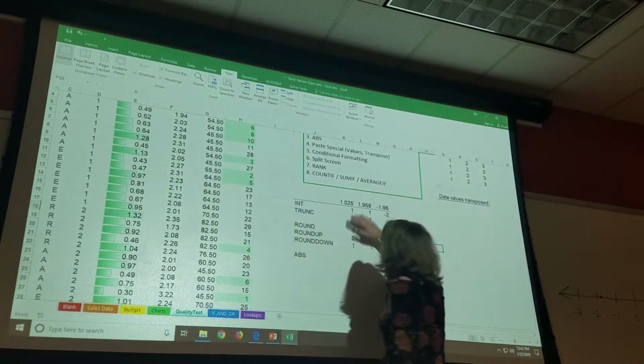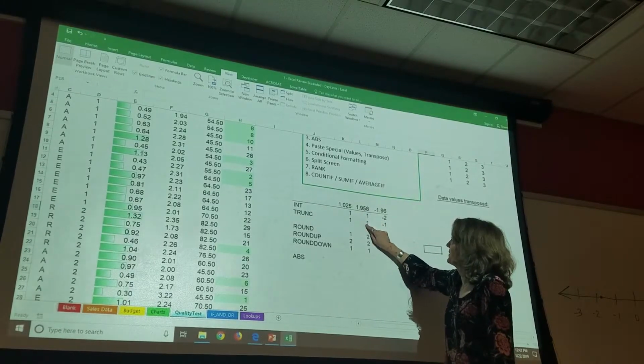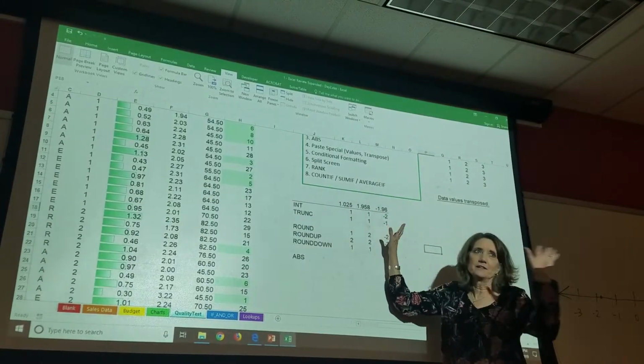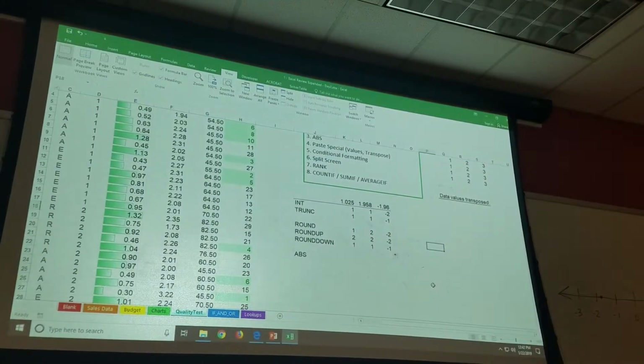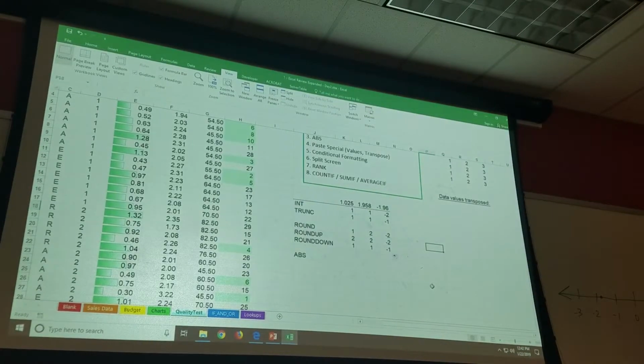Truncate, you can just look at it here. Put your hand over this, what's left, that's what it used. 1, 1, -1. Okay, got that. Integer. What integer was doing was, and here are the numbers, the 1.025, the 1.9 something, 1.960, okay.